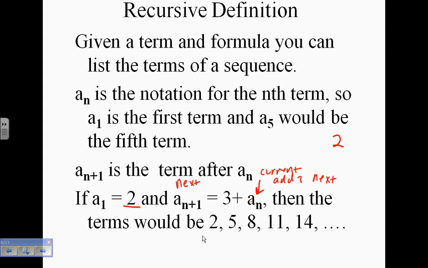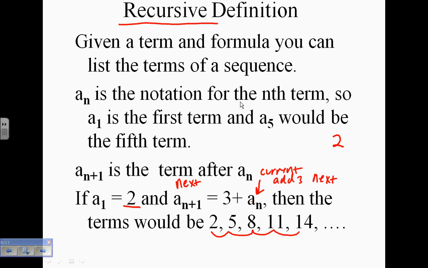Sure, it gets a little bit more involved, but there are the terms. You add 3 to get to the next one. All right? You can do multiplying, dividing, adding, subtracting. But that's known as a recursive definition. You have to use the one in front of it to find it.